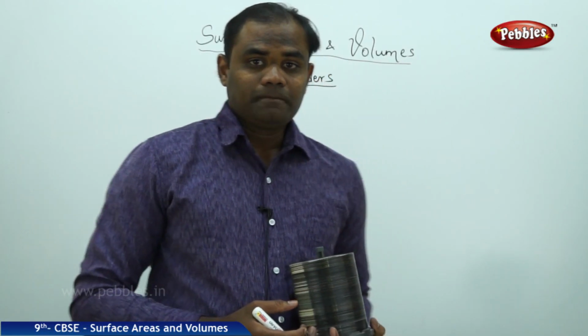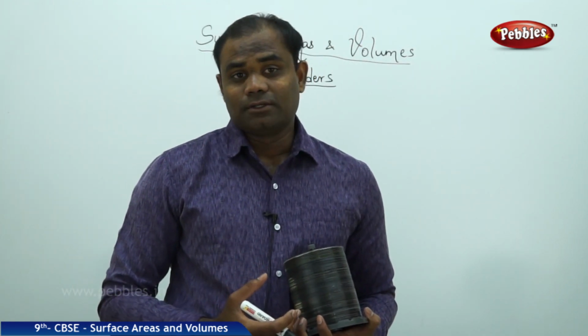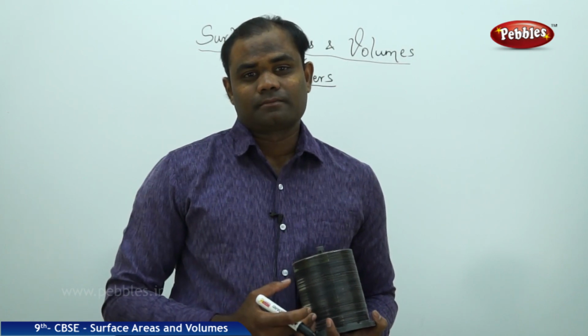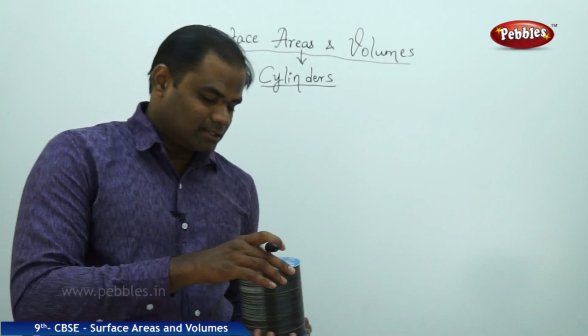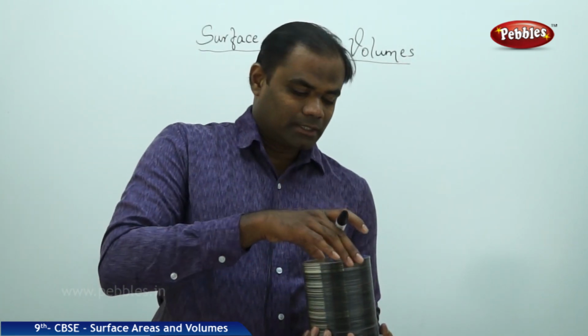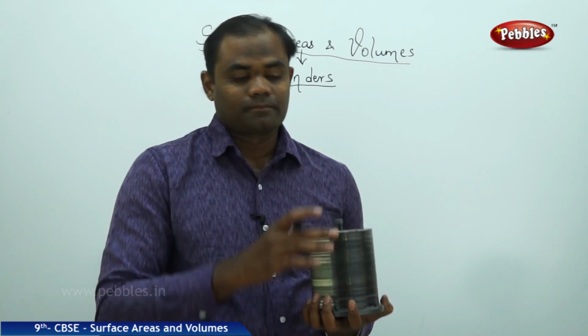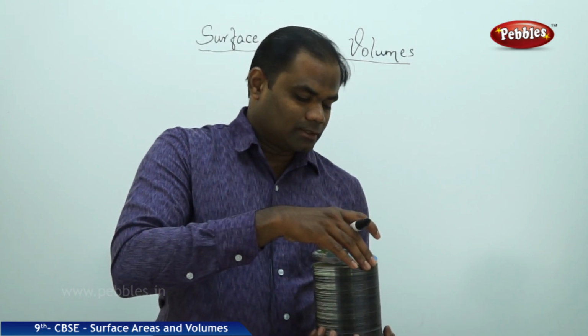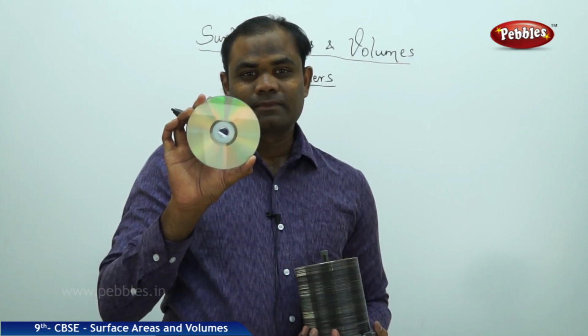This session is about cylinders. Now that we have discussed surface areas and volumes, let's enter into understanding what a cylinder is. As we have seen in this real life model, this CD stand clearly has various CDs lined out on the rod. Now if I take one CD out from this, it looks like a circle.